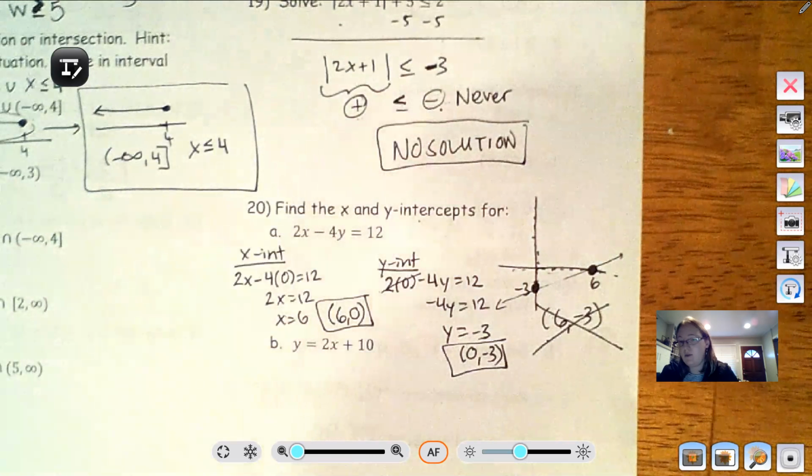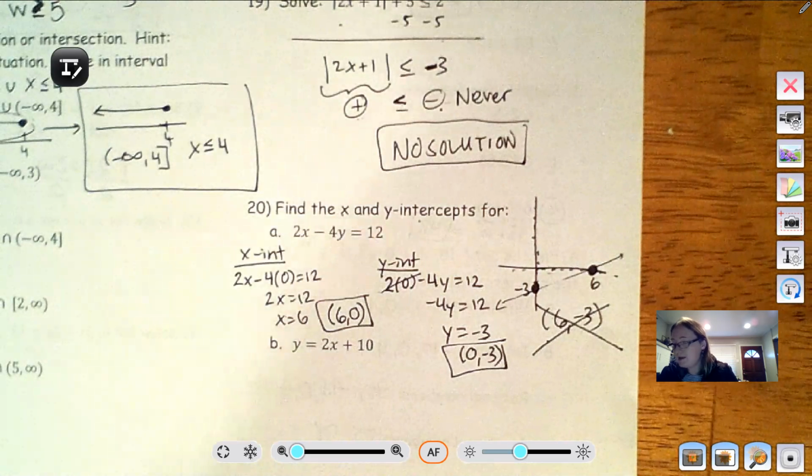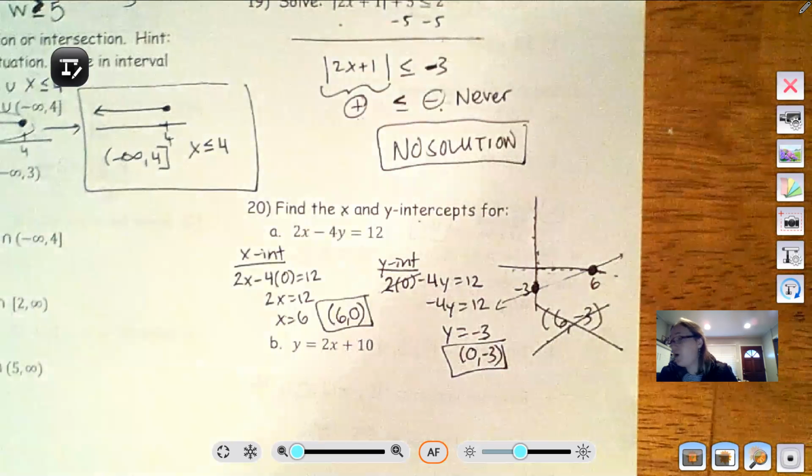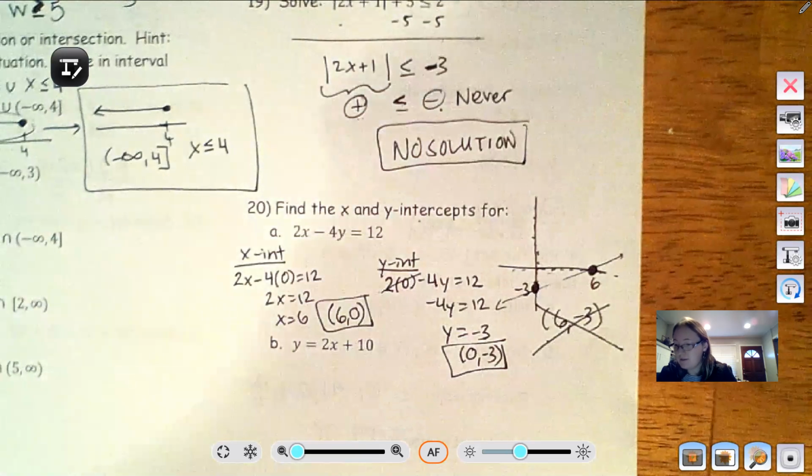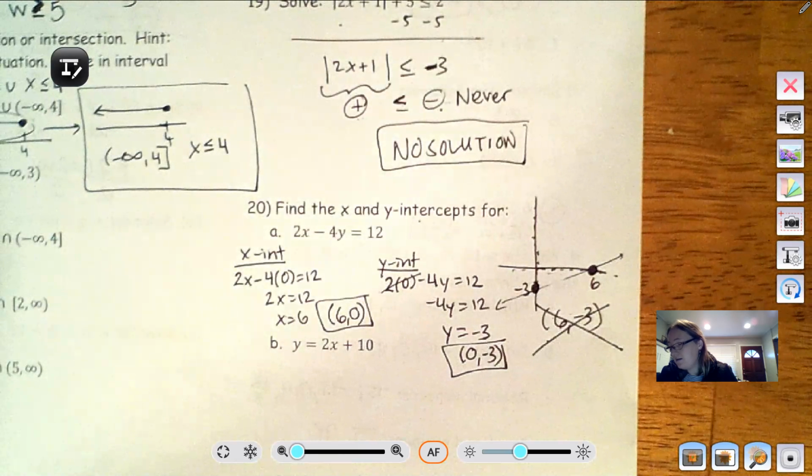And I think in the computer it doesn't ask for both like this. It just asks you to find the y-intercept and gives you an answer box, or find the x-intercept. Okay, so we would just put in (0, negative 3) then. Yeah. Okay.